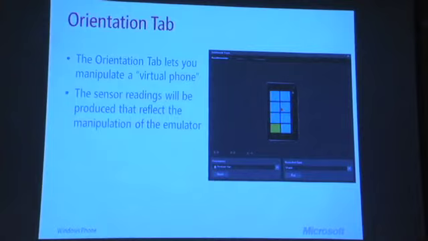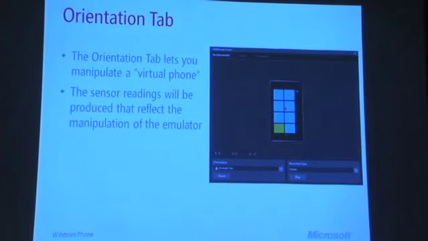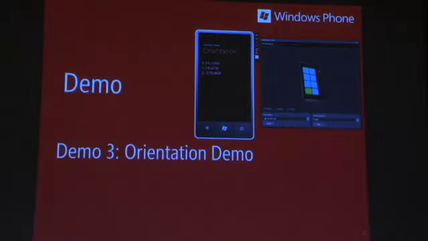All right, orientation. So we have these different tabs. I kind of gave it away, but you have the ability to manipulate your phone through the emulator and the accelerometer. Again, it's all virtual, but you get an idea of how your app will react. Orientation demo.